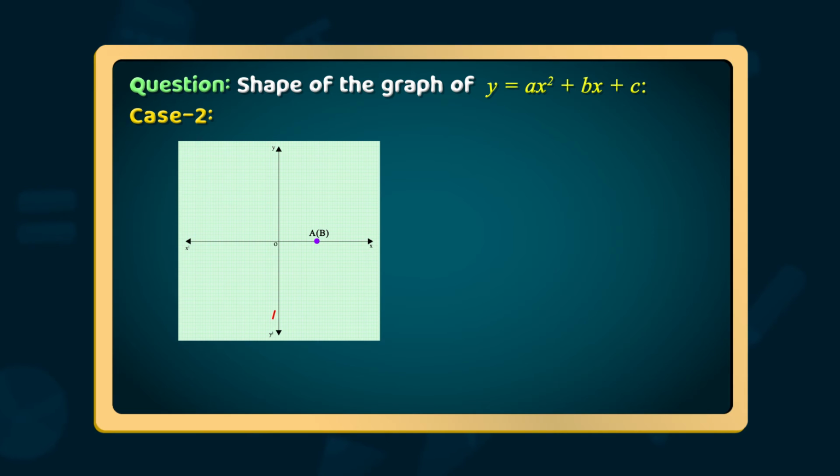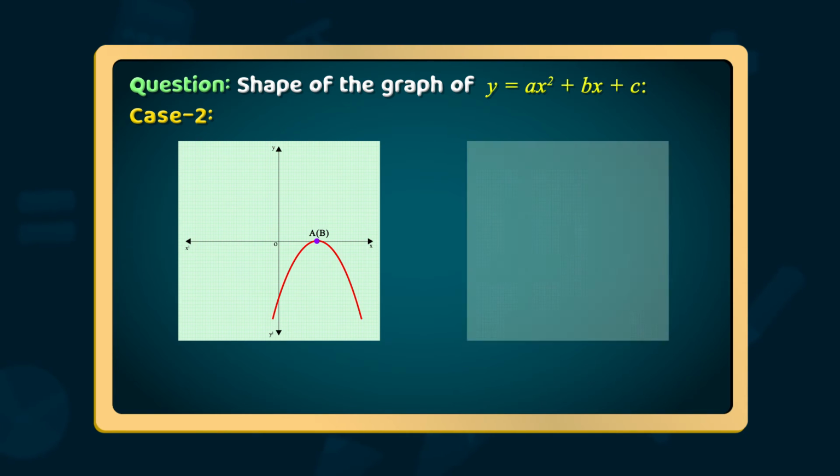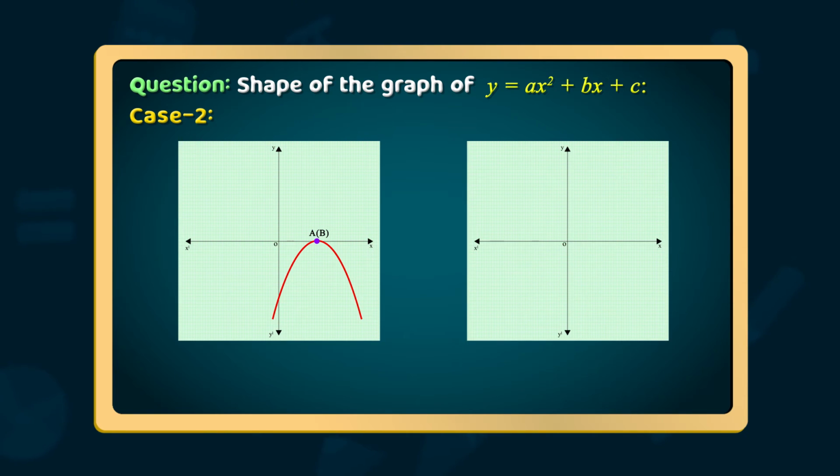Case 2. Take the coordinate axis. Now the curve y equal to f of x is like this. Move to the next diagram. Take the coordinate axis. The curve of y equal to f of x is like this.